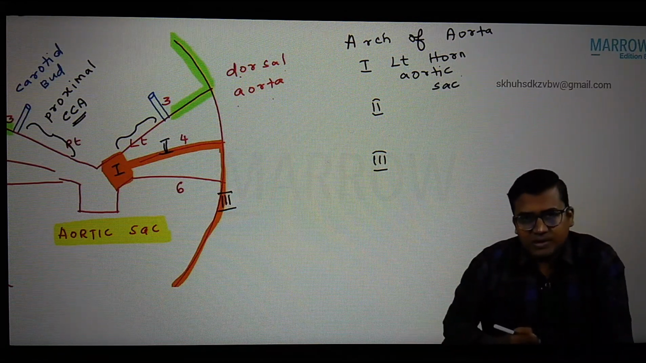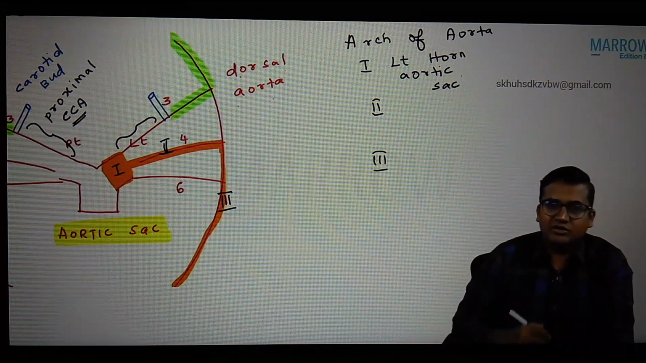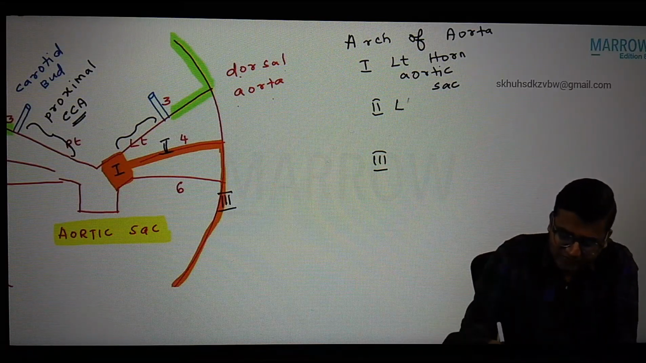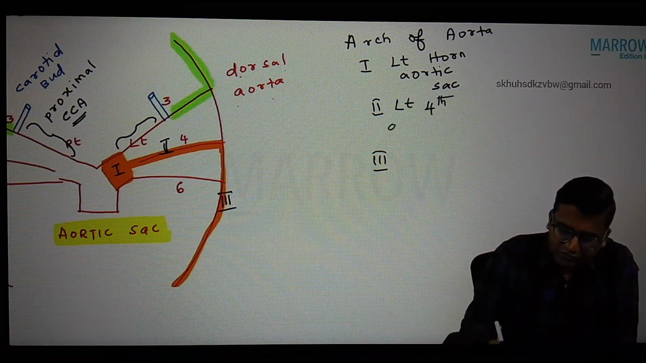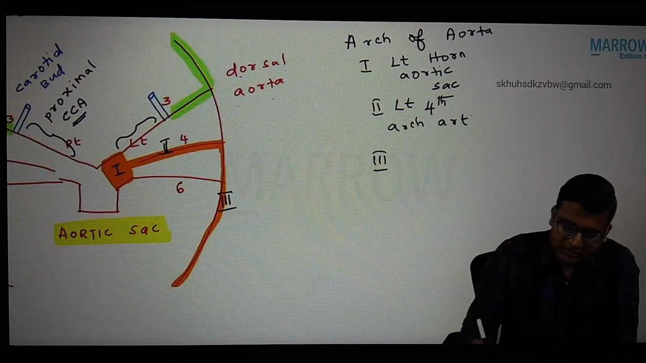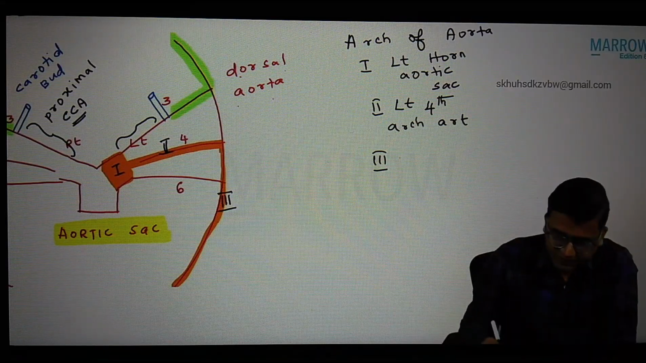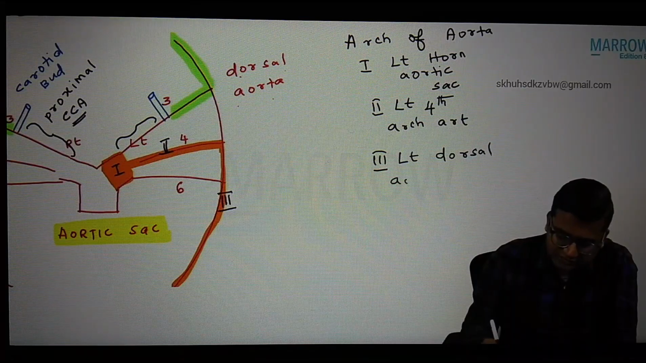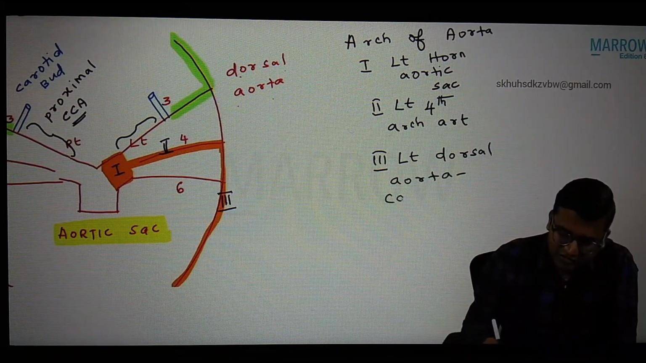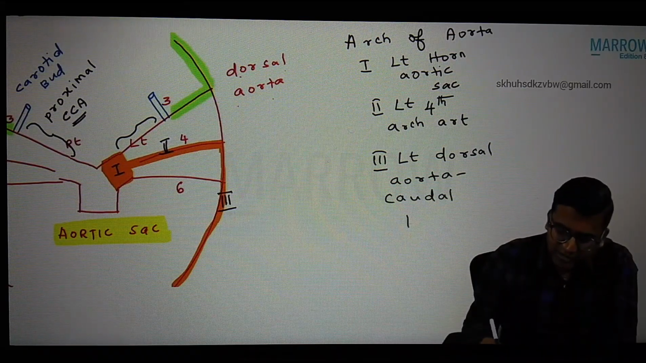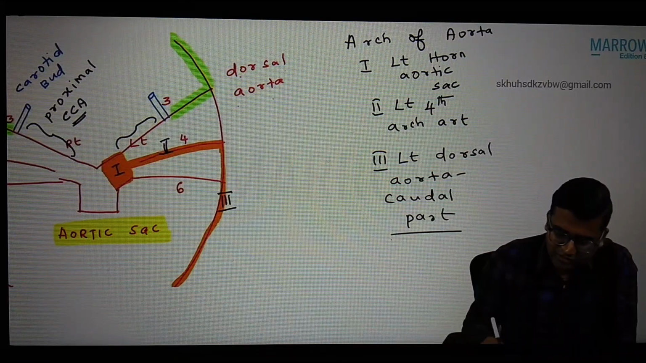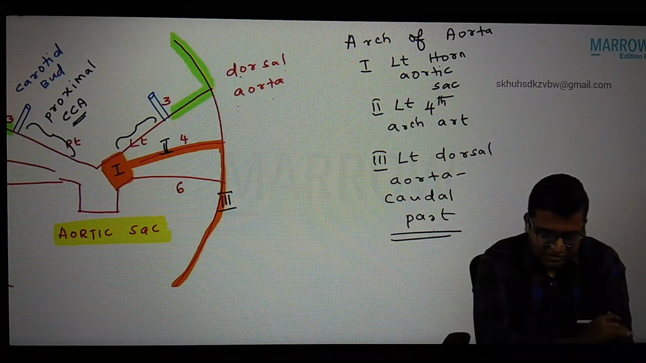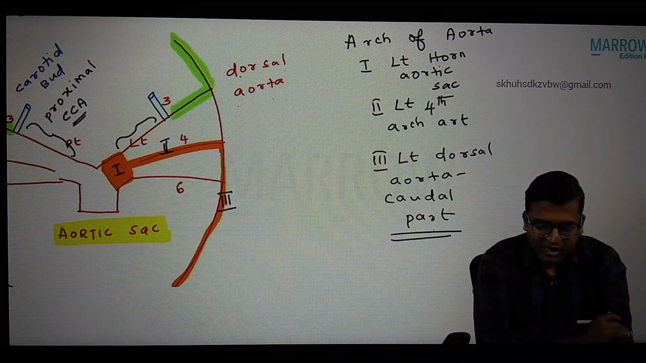Now what is number 2? Fourth arch artery. Very good. Left or right? Left fourth arch artery. Okay, what is number 3? Number 3 is left dorsal aorta, the caudal part of left dorsal aorta. Now these three sources will form the arch of aorta.